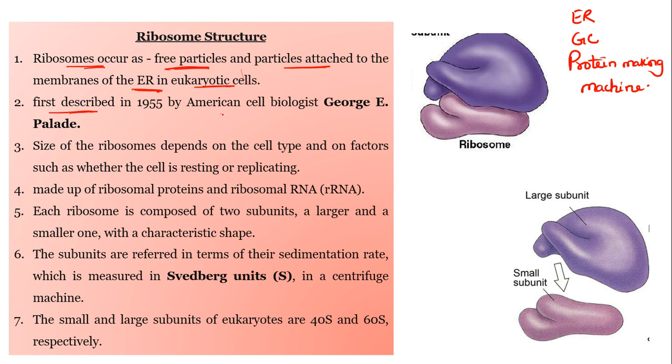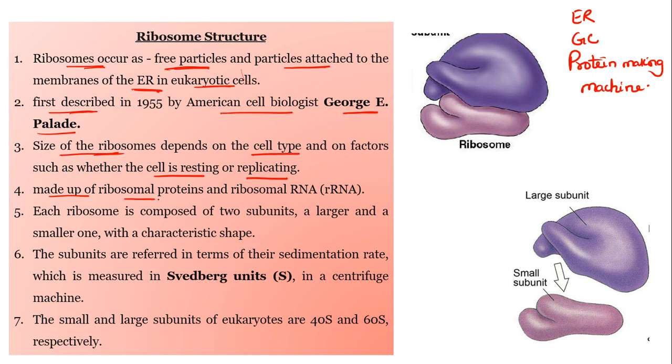And these were first described by the American cell biologist George E. Palade. Then if you look at the size of the ribosome, the size depends on the type of the cell. It also depends on whether the cell is resting or it is dividing or replicating. If the protein requirement of a cell is high, the number of ribosomes is more; if the protein requirement is low, the number of ribosomes in that cell will be less in number, right?